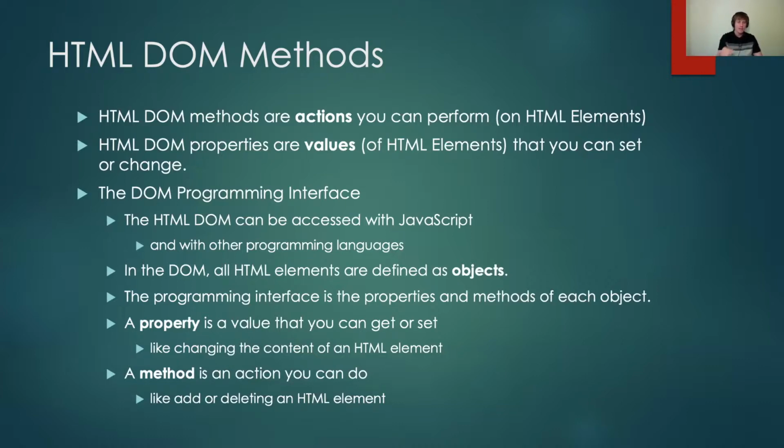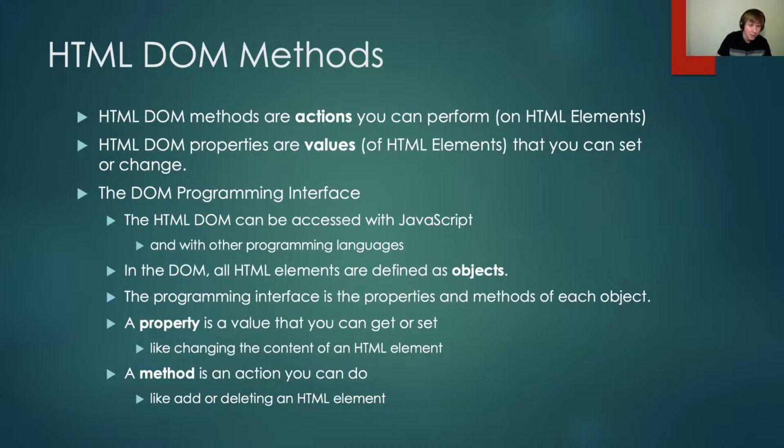And this programming interface is the properties and methods of each object. A property is a value that you can get or set, like changing the content of an HTML element. And a method is an action you can do, like adding or deleting an HTML element. Hopefully, you can see the difference. I have properties, which are values, method, which is an action. Okay, I'm going to use that, let's say, with function calls.